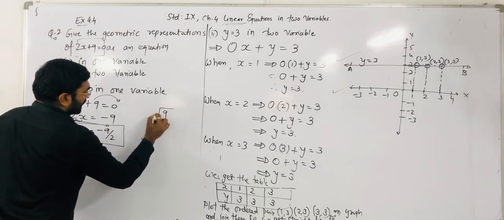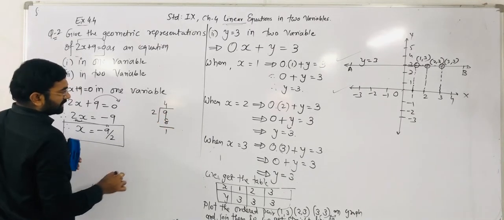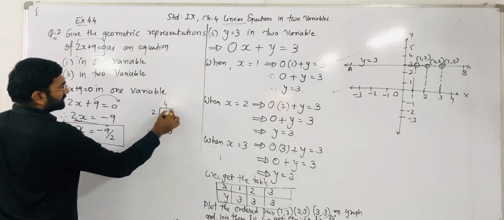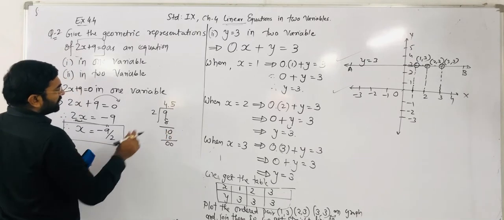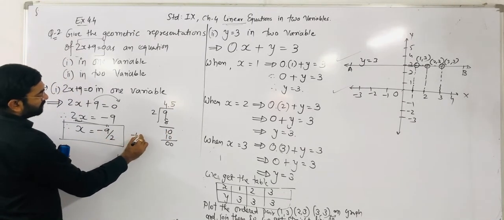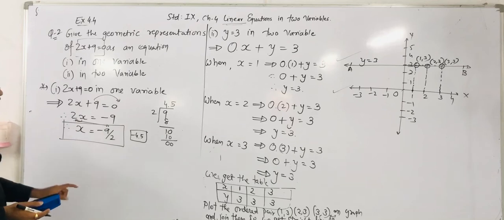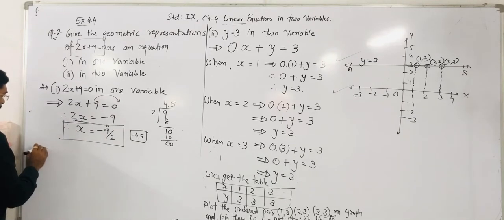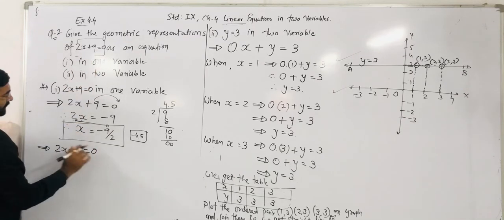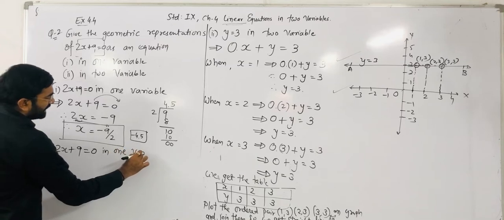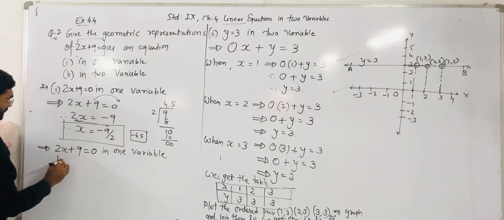Minus 9 by 2 is what? 9 divided by 2. 2 fours are 8. We get a remainder of 1. 1 is not divisible by 2, so we put a 0 here. We put a decimal point; 2 fives are 10. Right? So we can say minus 9 by 2 means minus 4.5 in decimal. So that x value, minus 4.5, in one variable you have to plot on a number line. So the equation 2x plus 9 is equal to 0 in one variable has a unique solution.